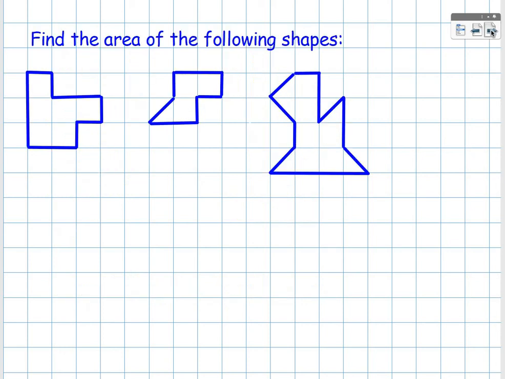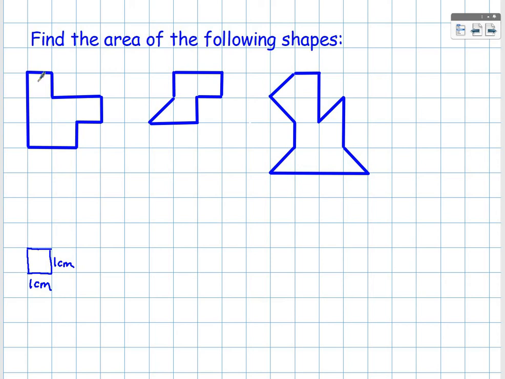Okay, so let's have a little practice, finding the area of these shapes. We want to find out how many squares are inside each of these shapes, because again we are assuming that it's been drawn on centimetre squared paper. So every one of these squares measures 1 centimetre by 1 centimetre.